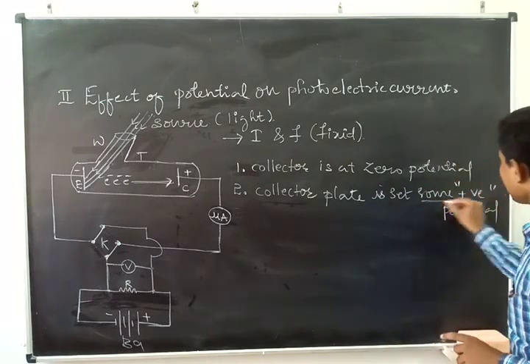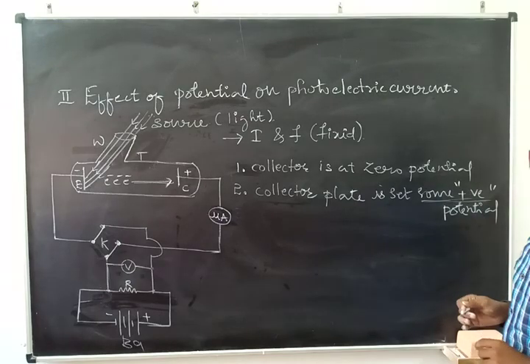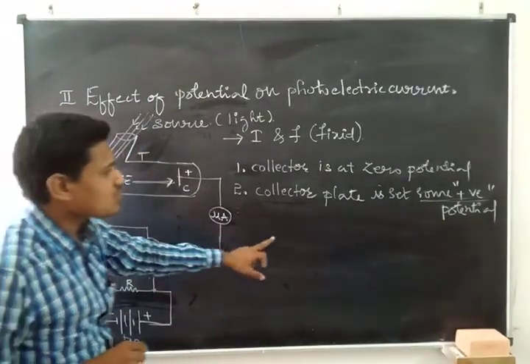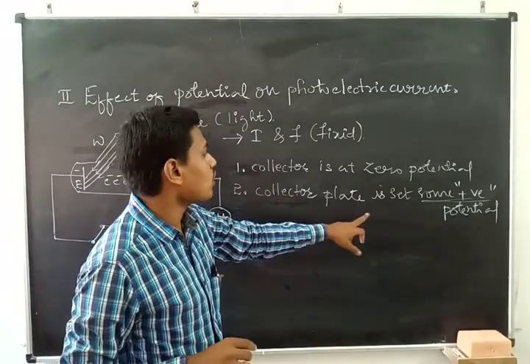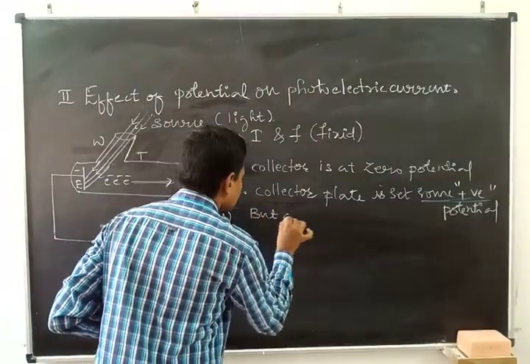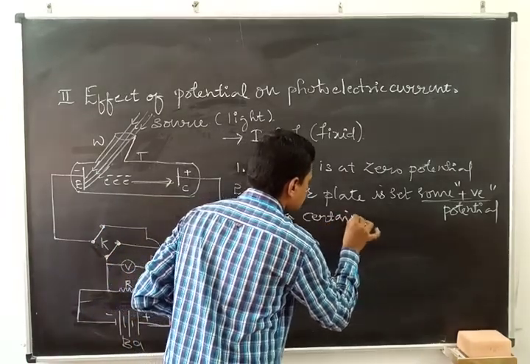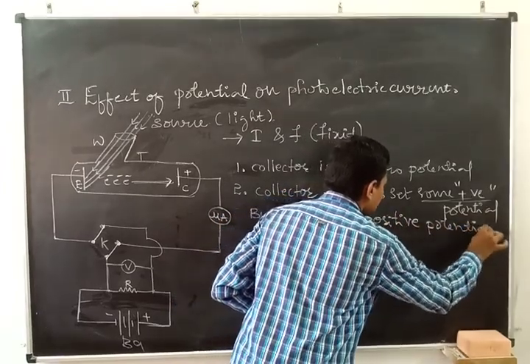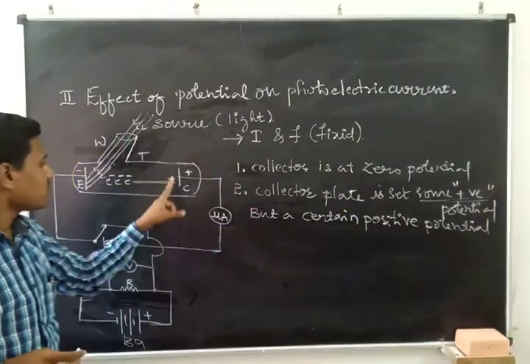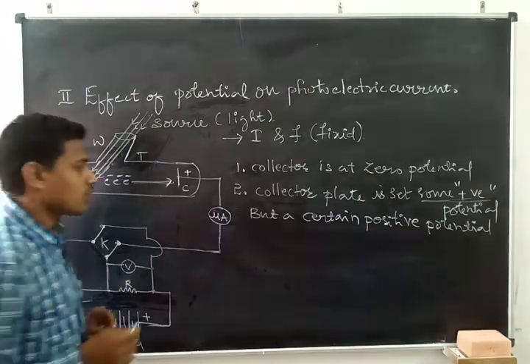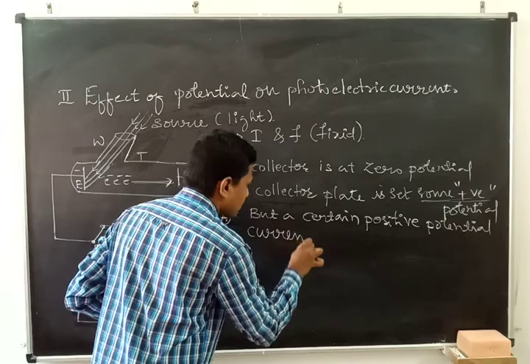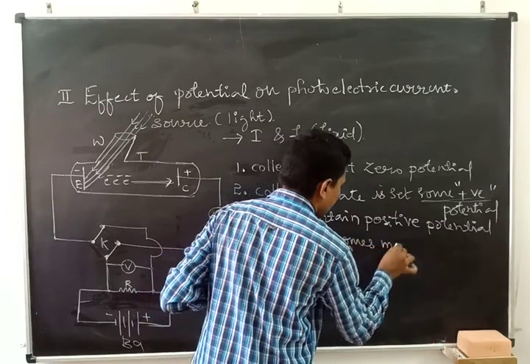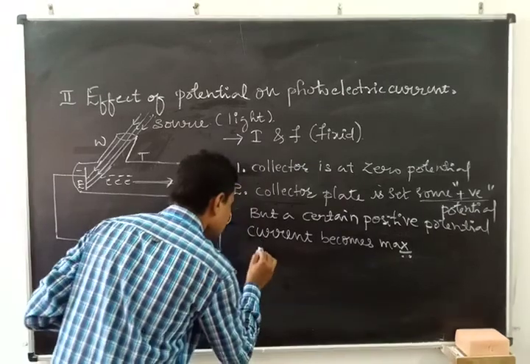And remember, if I go on increasing the positive potential, is the photoelectric current increasing at every step? No. It increases initially with increasing positive potential, but at a certain positive potential given to the collector plate, we observe that the current becomes maximum, and this current we call saturation current.